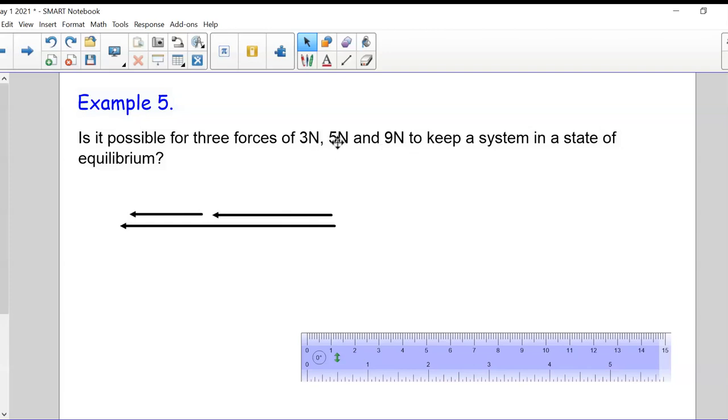And all three conditions have to be met for you to be able to form a state of equilibrium, right? For you to be able to form a triangle, because two of the sides have to add to give you more than the third side, and that will not work in this case. So the answer to this question is no.